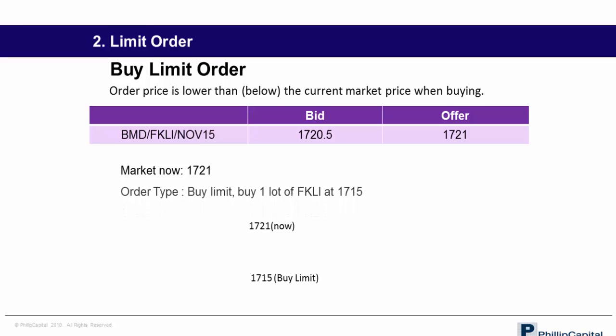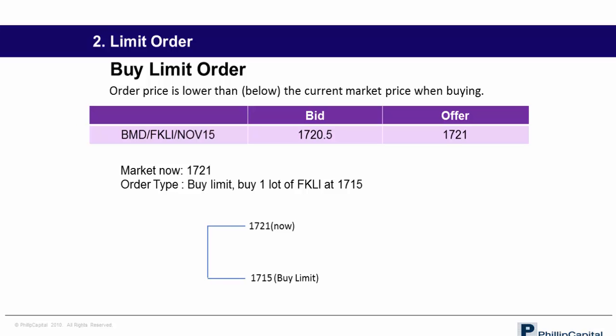So if you want to queue, for example, we queue at 1,715. We put a buy limit at 1,715. This means that only if the market goes down and the price reaches 1,715 or better, only then will the order be filled. And this happens vice versa for sell limit.